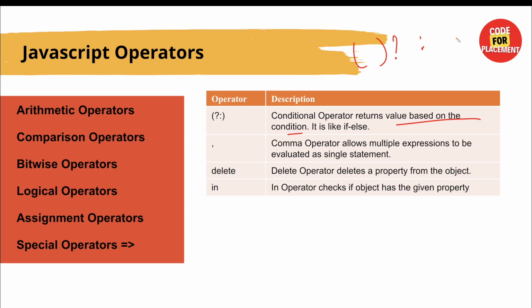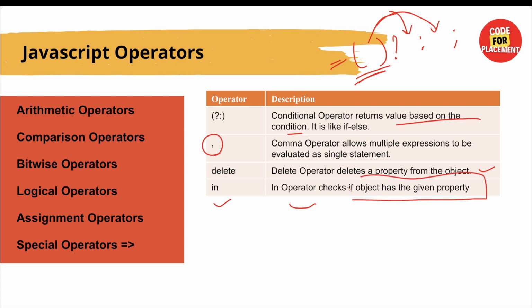In Java, we call this the ternary operator. In JavaScript, we have this as the conditional operator. I have a condition. If it is satisfied, I assign the first value. If it is not satisfied, I assign the second value. This is clear. Now, the comma operator allows multiple expressions to be evaluated in a single statement. Then the delete operator deletes a property of an object. And the in operator checks whether the given object has the given property or not. Okay, so these are the operators we have.